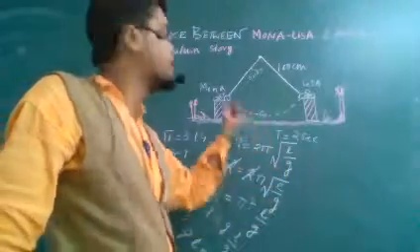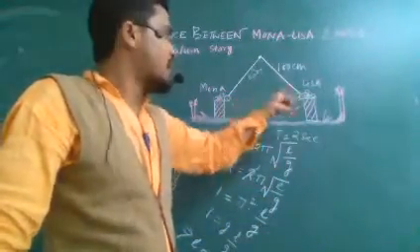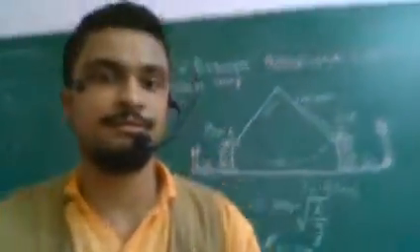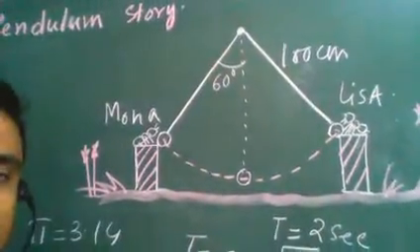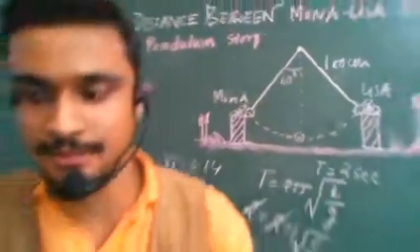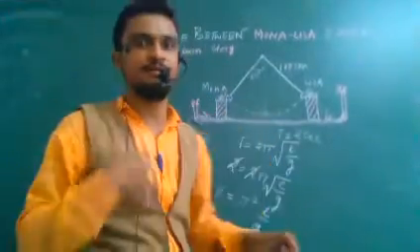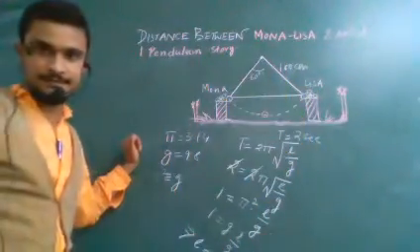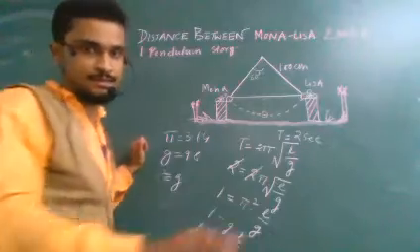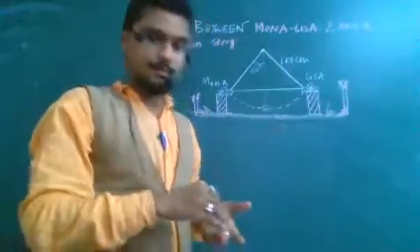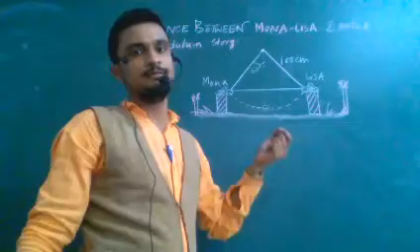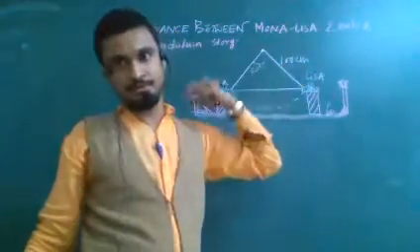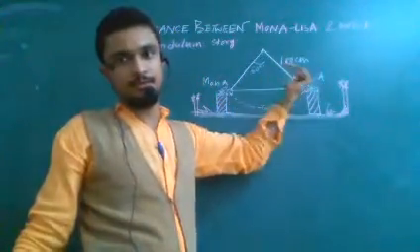Then we have to find out the distance between these two ants. Can you see the ants here? This is a very bad drawing. So two ants are here, and we have to find the distance between them. We got the length here, and T is given. Now what to do? We have to find the distance between Mona and Lisa. Suppose this one is Mona and that one is Lisa.